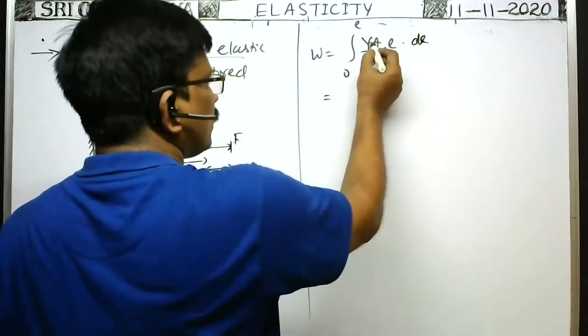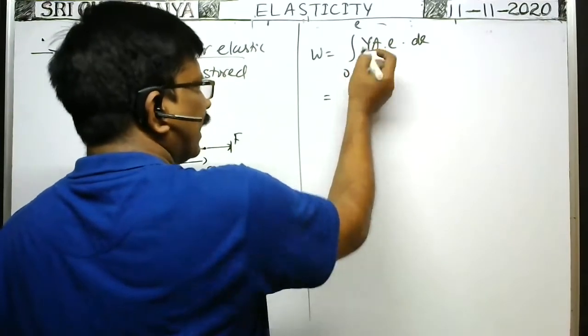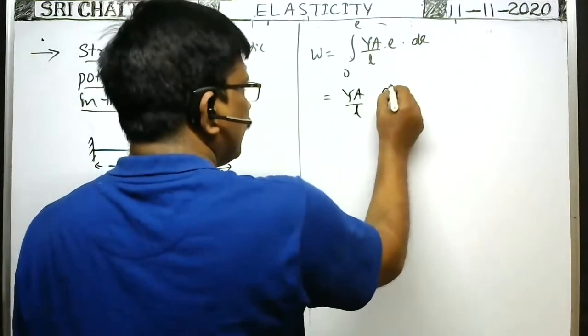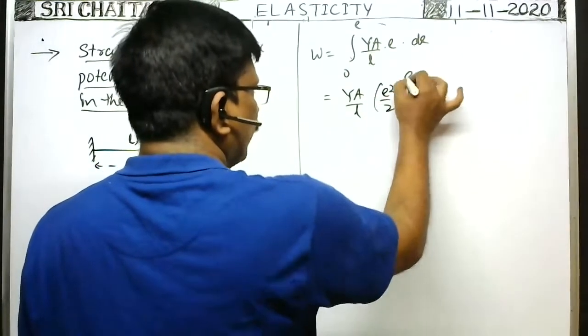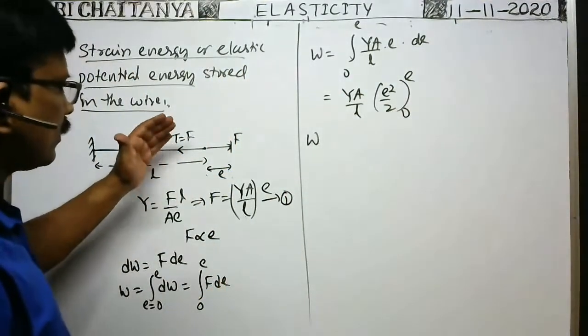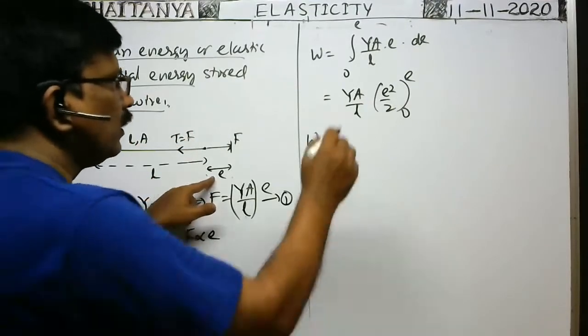When the extension takes place within the elastic limit, there is no change in the area of cross section. The original length is constant and Young's modulus is constant, so you write YA by L outside. Integral E dE means E square by 2. When you substitute the limits, you get E square by 2 only. Therefore, the work done in stretching the wire by a length E is YA by L into E square by 2.